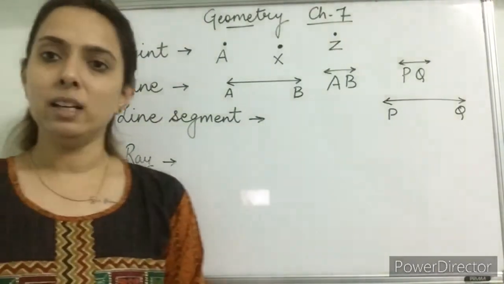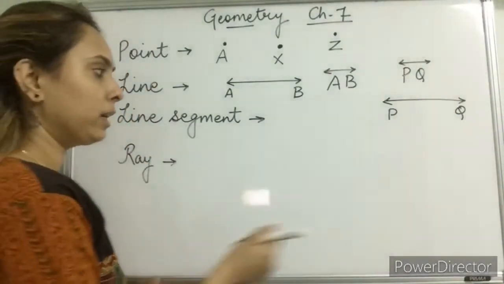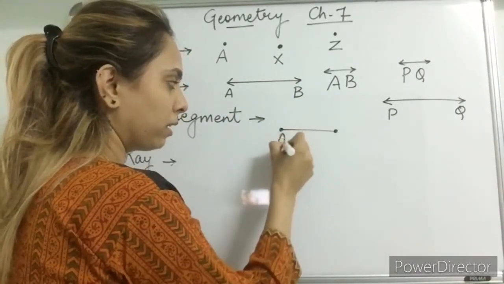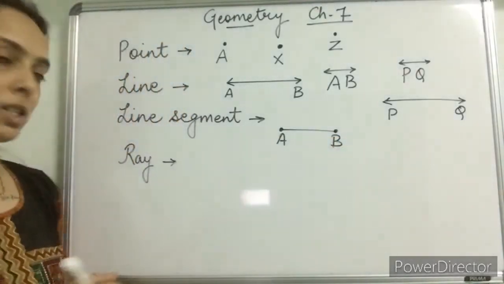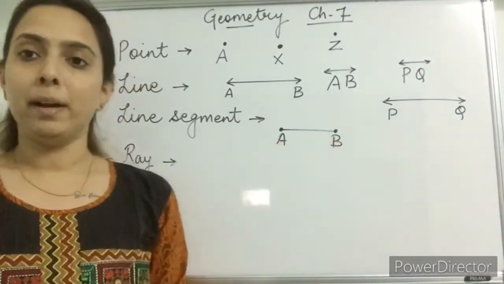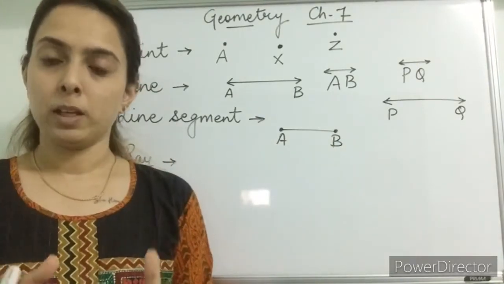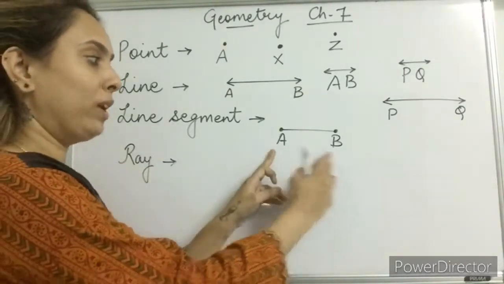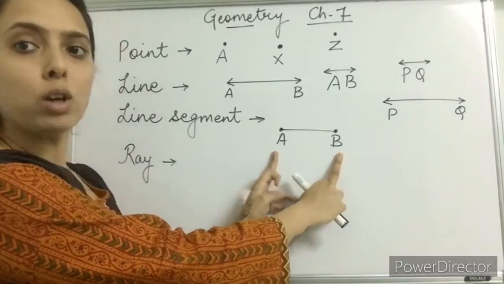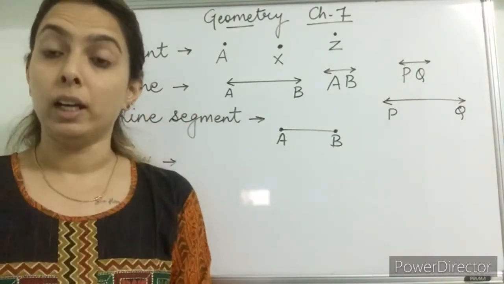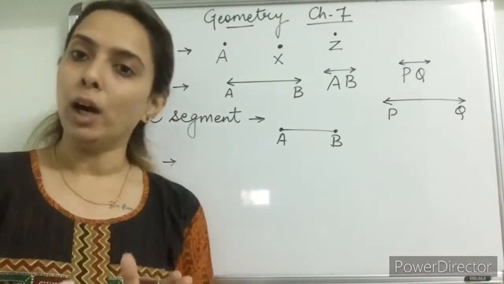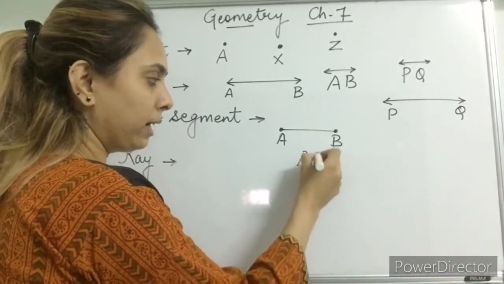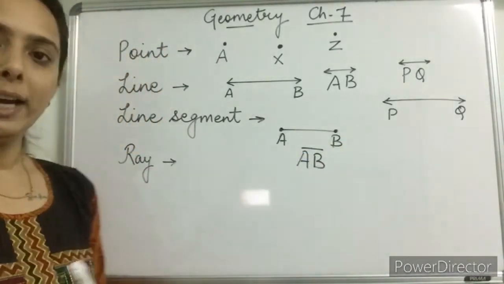Next is line segment. Line segment is always denoted with two dots in the end. Line segment is always limited. It cannot be extended. It is always limited, and we will represent a line segment by putting dots on both the sides. It means it's a part of a line. Not exactly a line, but it's a part of a line. So representation of line segment is A, B, and just put a line on it.